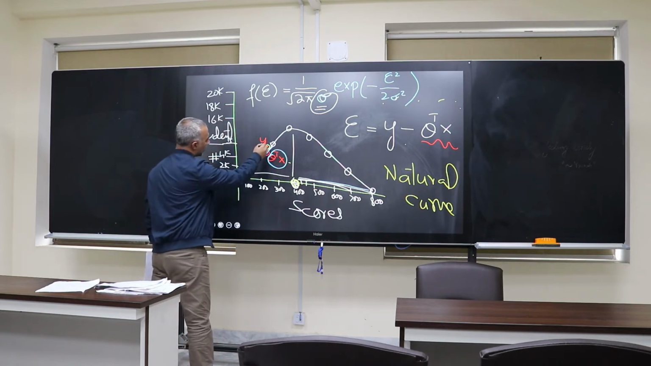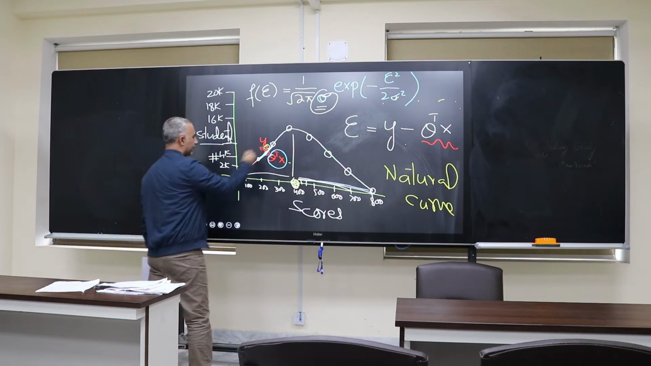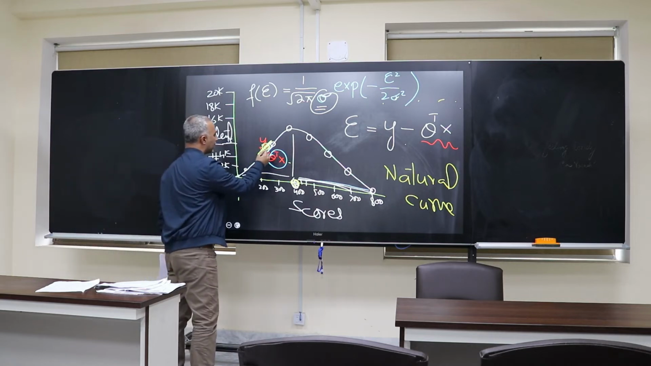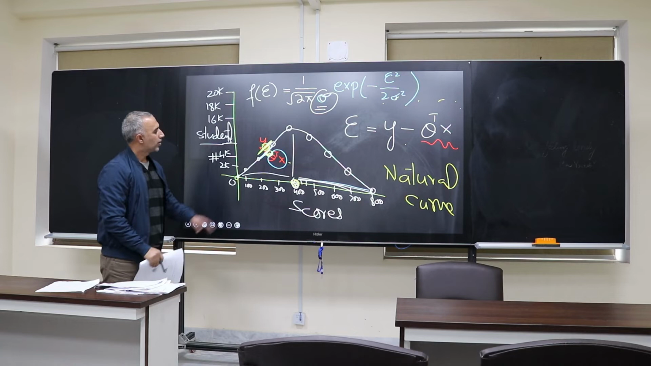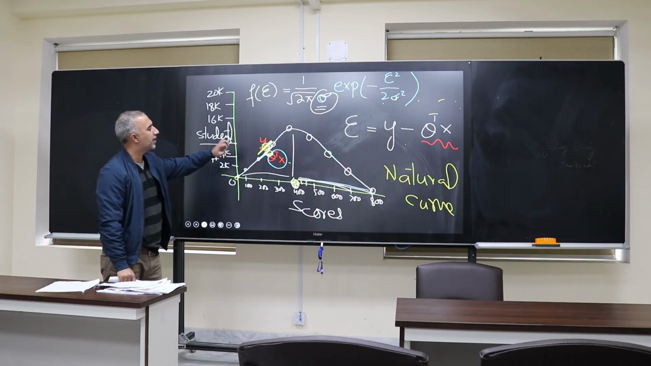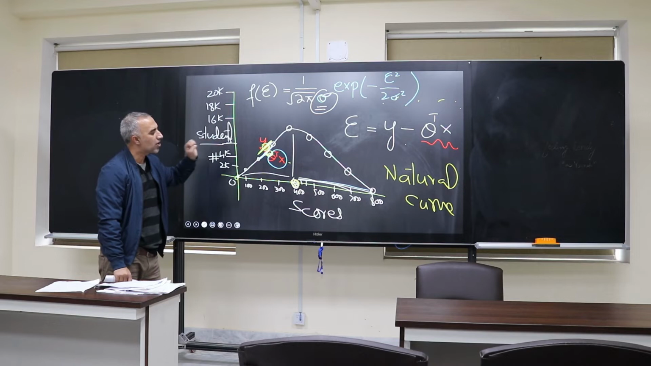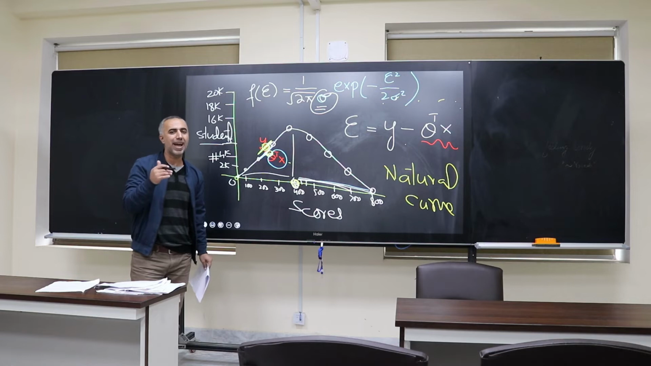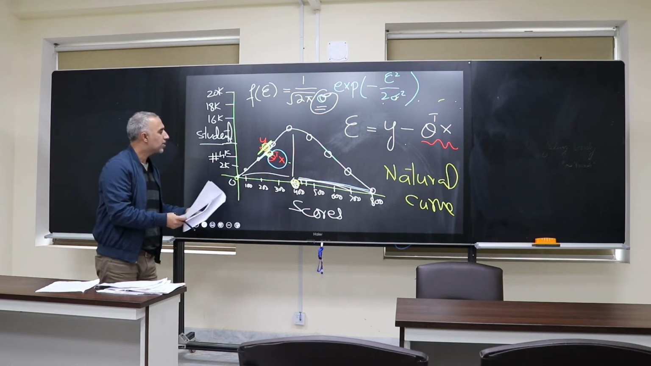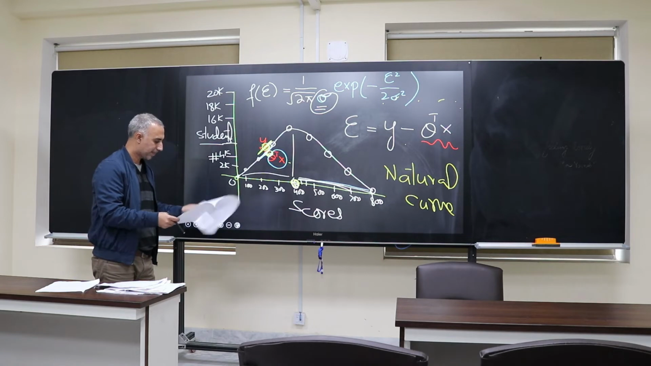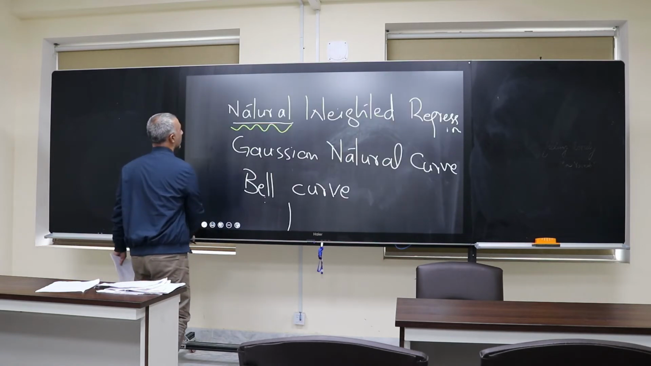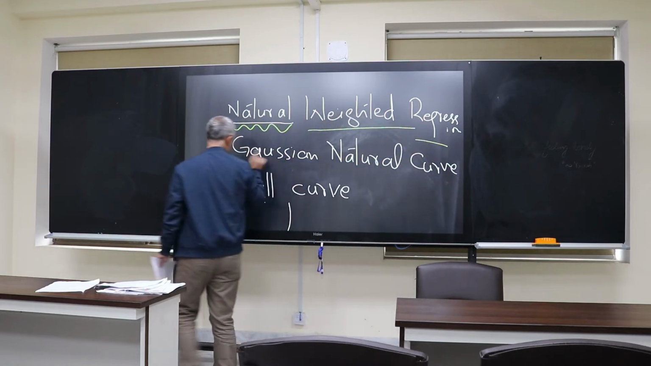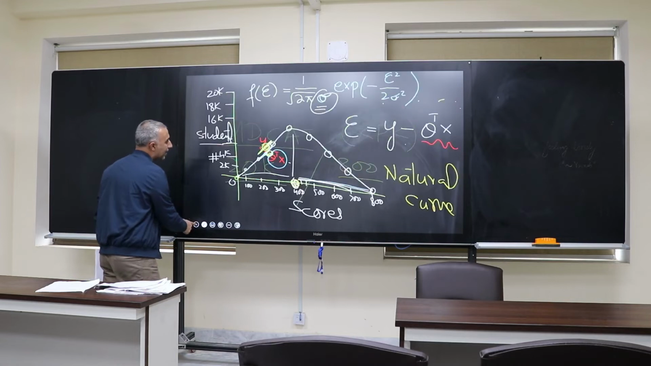So the difference between these, basically these are 2 points, not a line. So with the help of this Gaussian natural curve function, we are predicting what is going on or what kind of error is there. So in this natural weighted regression, we will use this Gaussian bell curve formula.